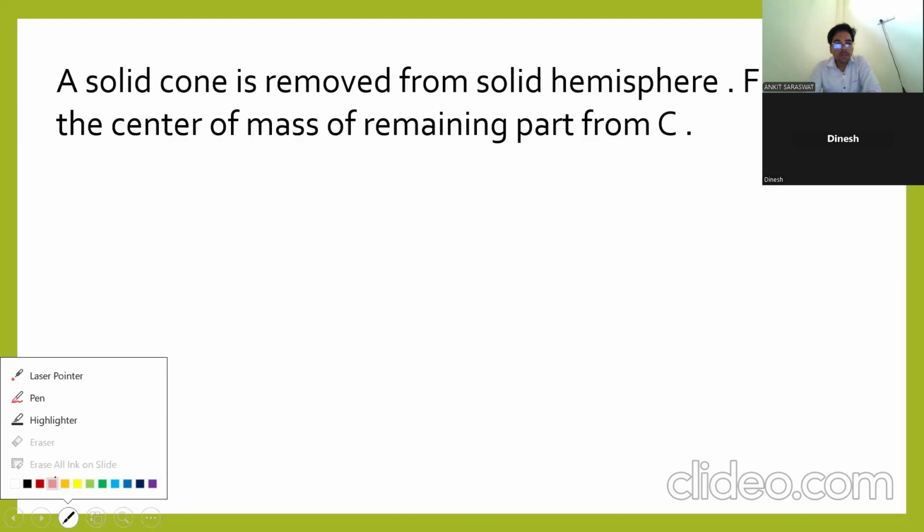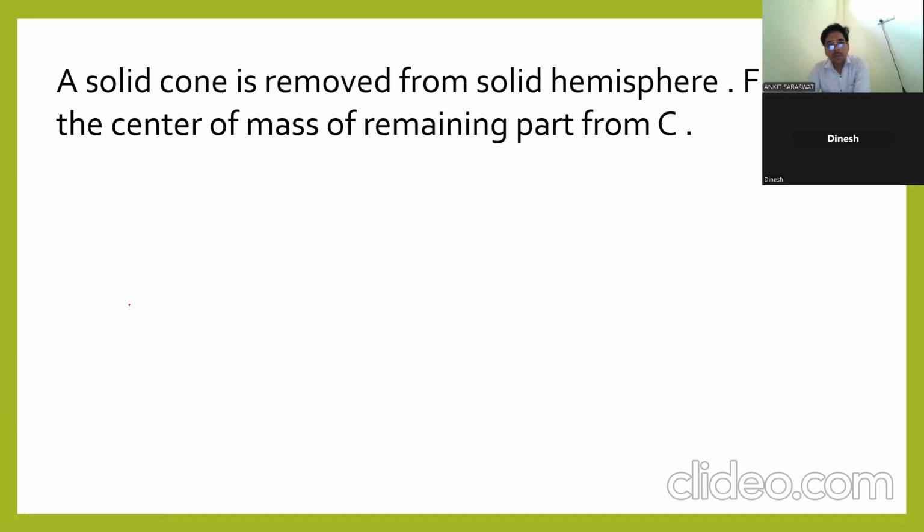A solid cone. First, this is our solid hemisphere. From this solid hemisphere, this is the center. Where is the center of mass of the solid hemisphere? From the center, 3R by 8. So 0, 3r by 8.